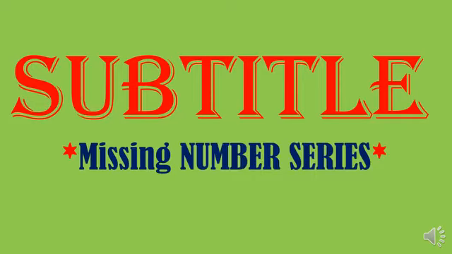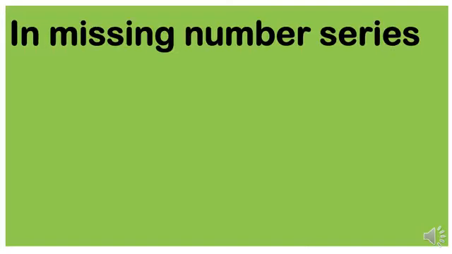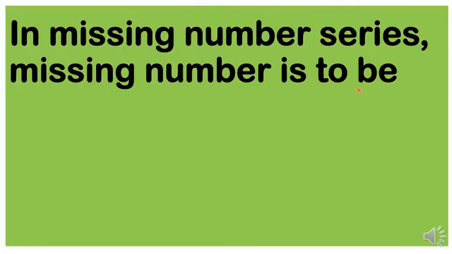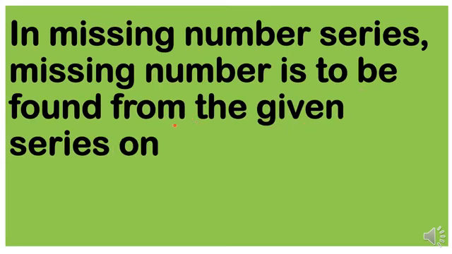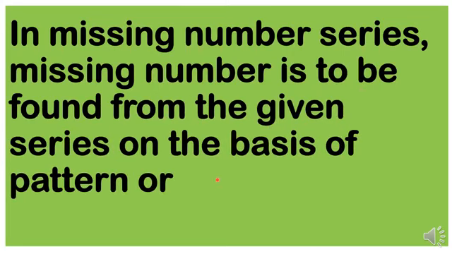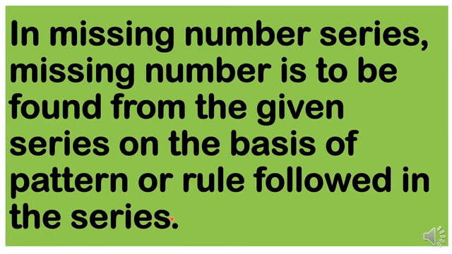Okay children, in this one you have to find out the missing number from the given series. Let us see what a missing number series is. In a missing number series, the missing number is to be found from the given series on the basis of the pattern or rule followed in the series. As the name suggests, you have to find the number which is missing from the series. One dash will be given in the series, and the number which is not in the series would be written over there.